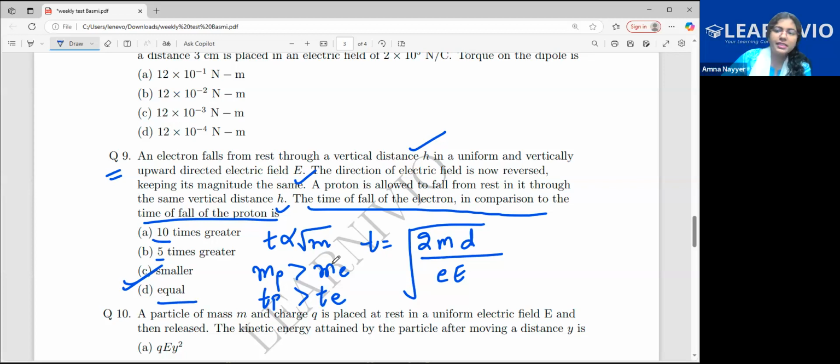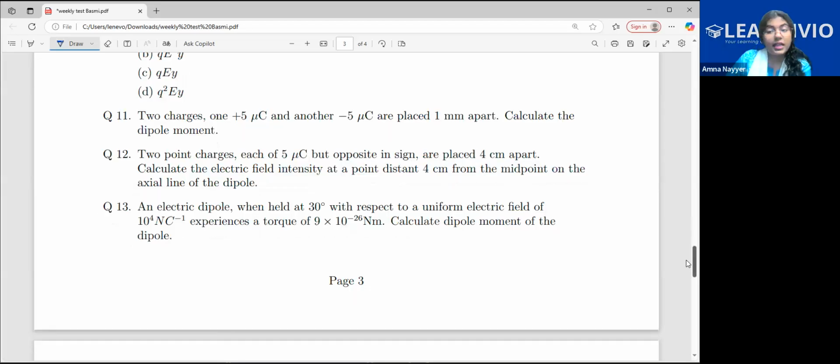So these were the mistakes in your MCQs. Then the rest of these questions were absolutely correct. One thing, in dipole you have to write the direction, Basmi. Okay, it's a vector quantity. Yes, ma'am.